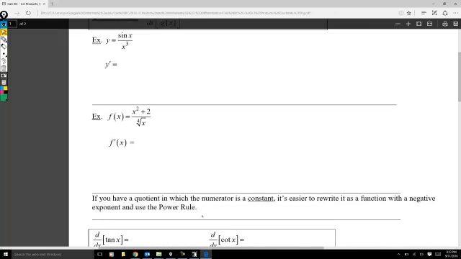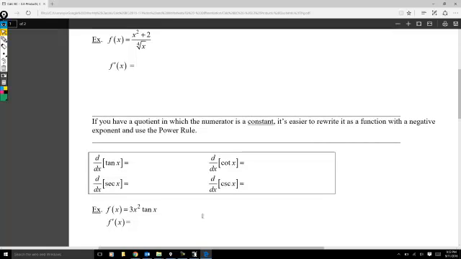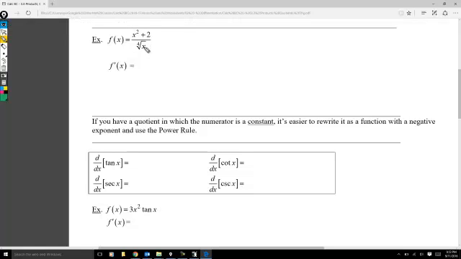This example is very similar to one that we did in the previous notes. Remember, if you're dividing by one term, it's easier if you just divide everything by that one term. So what I mean by that is I have x squared plus 2 over x to the 1/4 power. It's going to be way easier instead of doing quotient rule to divide x squared by x to the 1/4 and divide 2 by x to the 1/4. So remember, we can split this fraction into two fractions.